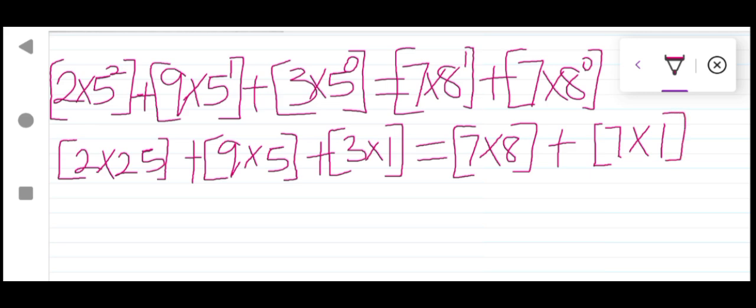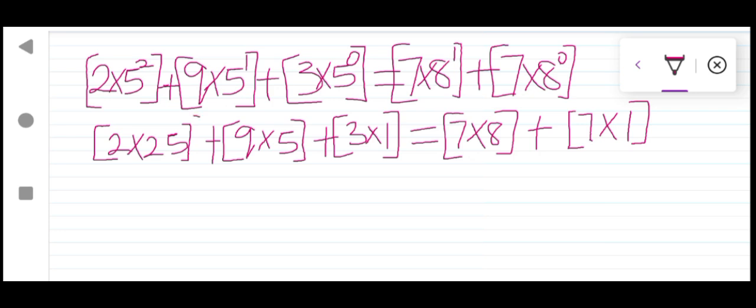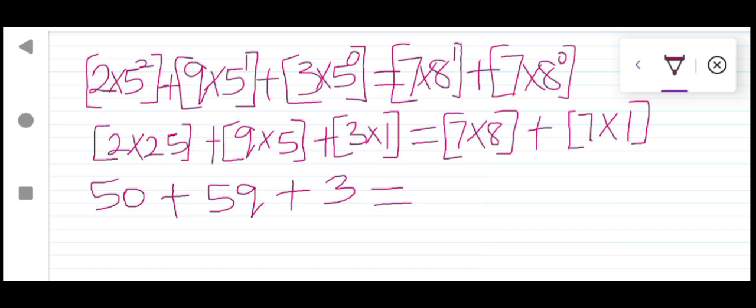So at this point, we need to multiply each entity. 2 multiplied by 25 is 50. So we have 50 right here. And q multiplied by 5 is 5q. Plus 3 multiplied by 1 is 3. Equals 7 multiplied by 8 is, tell me, what's that? 56, of course. Plus 7 multiplied by 1, you agree that is 7.